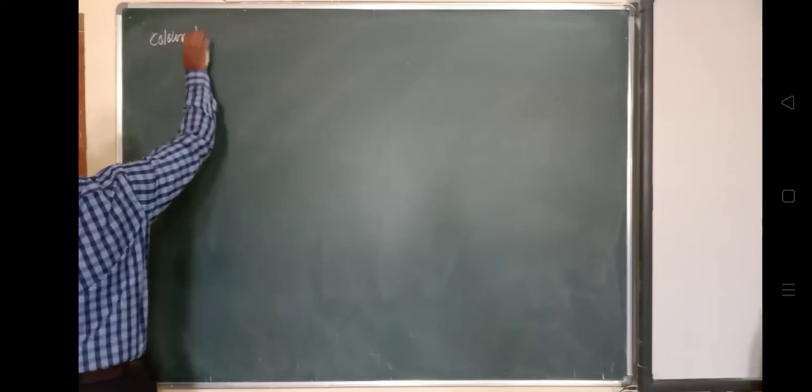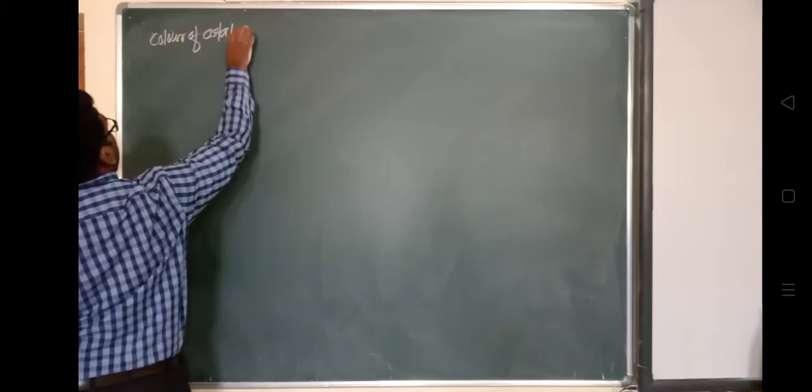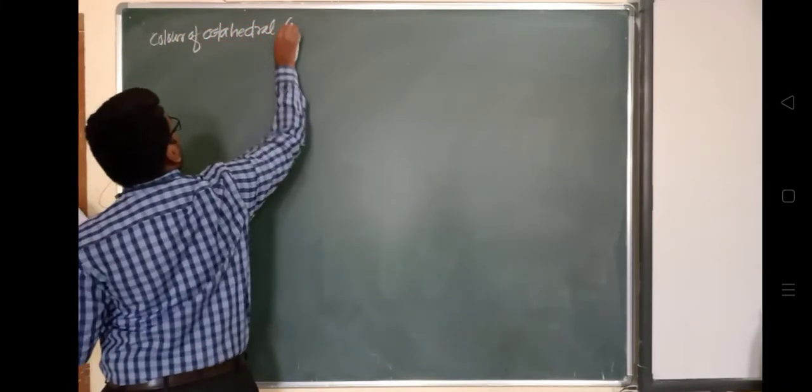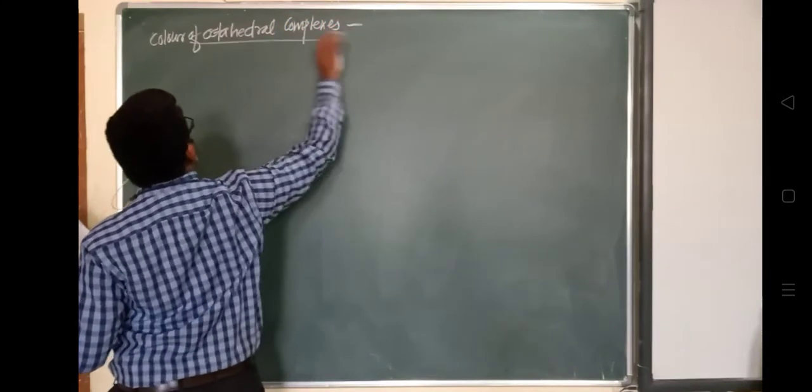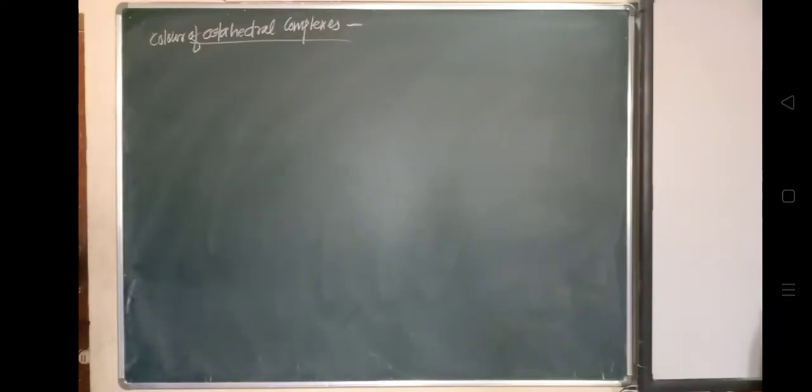Color of octahedral complexes. So octahedral complexes, how are they showing color? So we'll see. I have discussed the formation of an octahedral complex, which involves the splitting of d orbitals into T2g and Eg sets. The separation of these two sets of orbitals is delta naught.